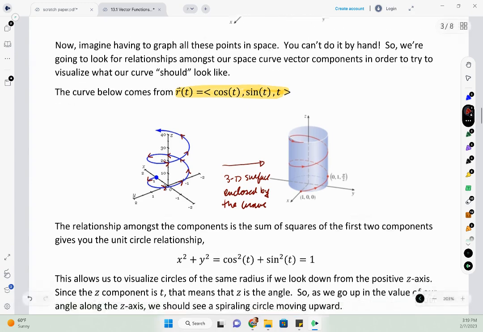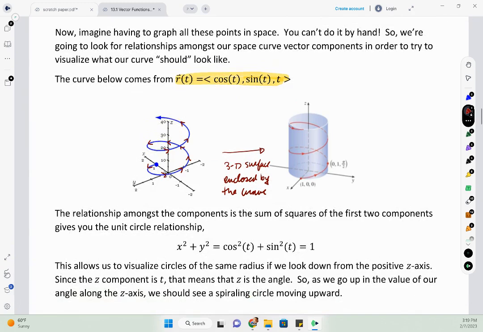Now, if we were to look at the vector curve itself, and remember that these are x components, that's a y component, and that's a z component. If I was to take x squared plus y squared, that's going to be cosine squared of t plus sine squared of t. And we know from the Pythagorean identity in right angle trigonometry, this is going to be equal to 1. So it turns out actually that x squared plus y squared is equal to 1.